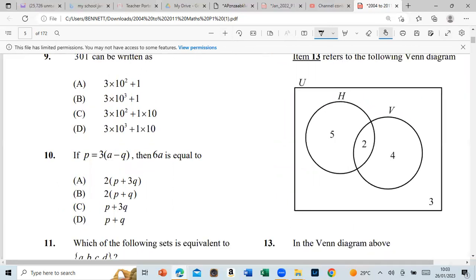Alright, 301 can be written as, so this would be A, because this gives you 100. 10 squared is 100. 3 times that is 300 plus 1.